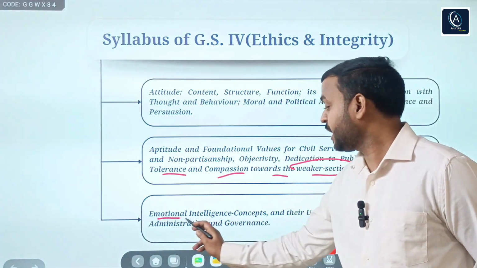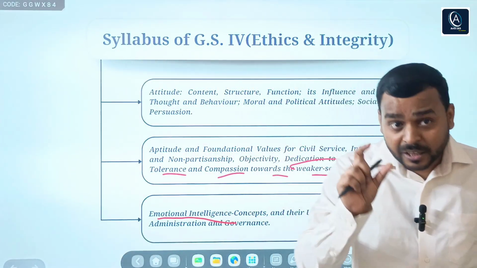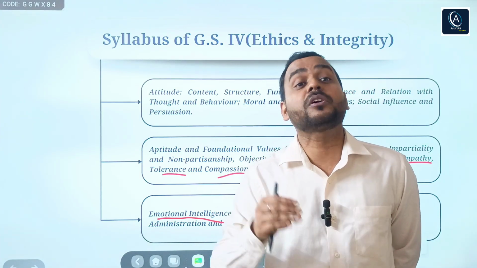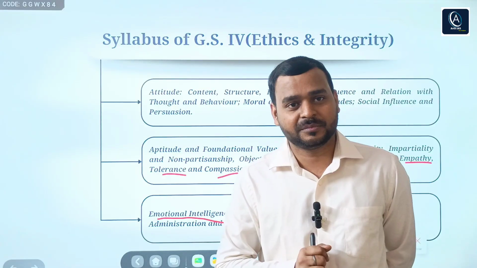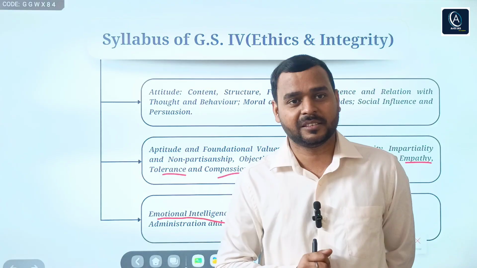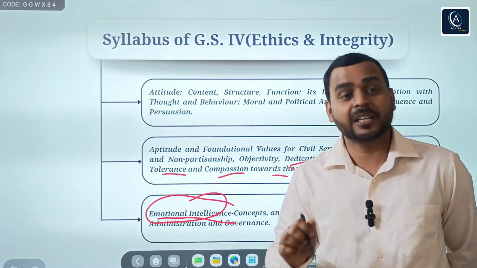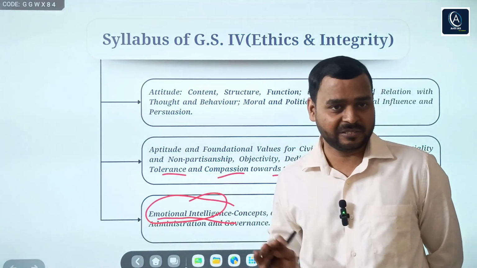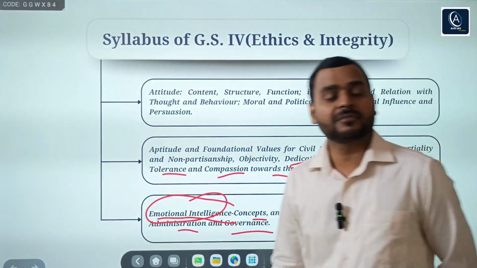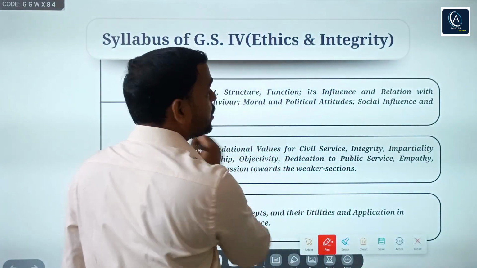Then lastly comes emotional intelligence. Simply, what is emotional intelligence? The ability to control and regulate your emotions. Are you able to control or regulate your emotions in certain situations, in certain conditions? Again, it is part of human psychology. If you are from a psychology background, you will understand it better. So concepts, their utilities and application in administration and governance. So these are part of human psychology.